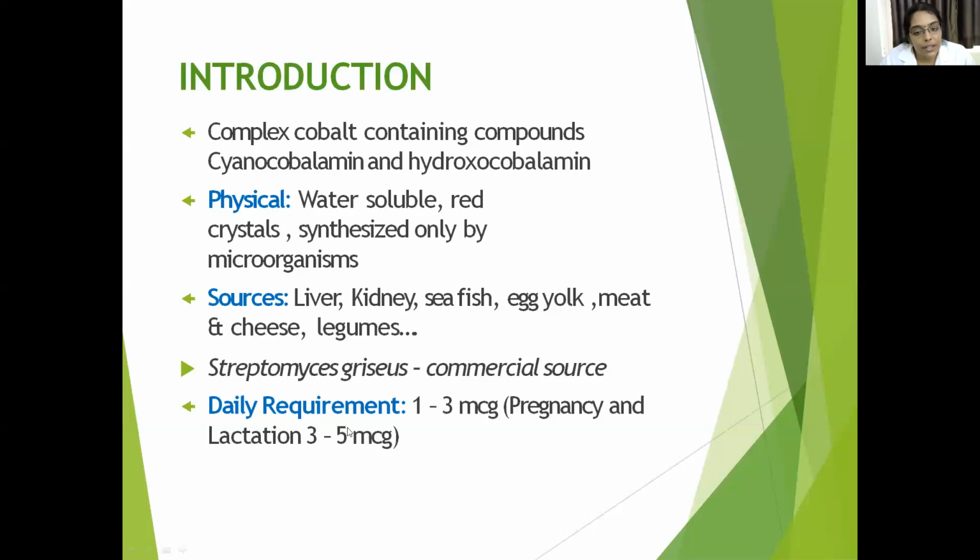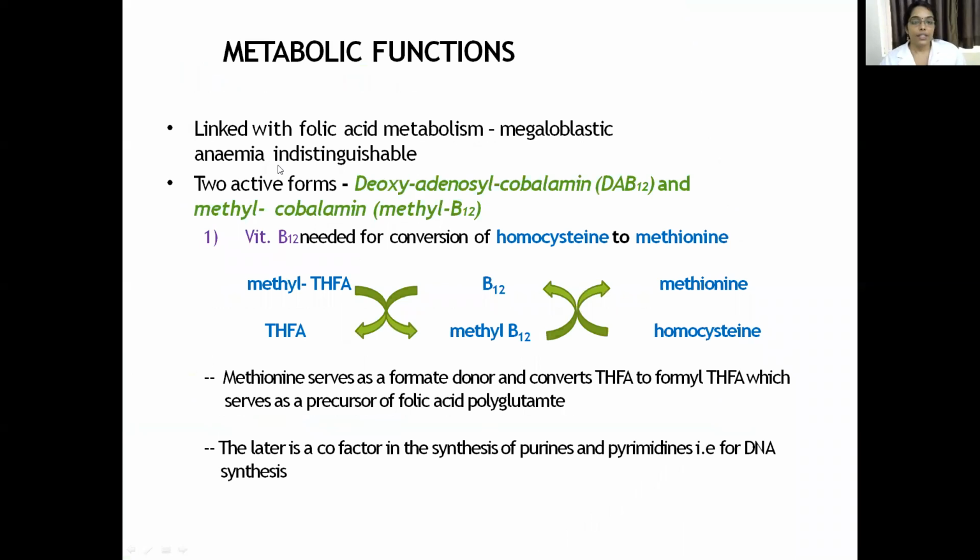Daily requirement is 1 to 3 microgram. Pregnancy and lactation need additional doses, that is 3 to 5 microgram per day. Metabolic functions: the metabolism of vitamin B12 is intricately linked with folic acid metabolism. Megaloblastic anemia can occur either because of vitamin B12 deficiency or because of folate deficiency, but that is quite indistinguishable.